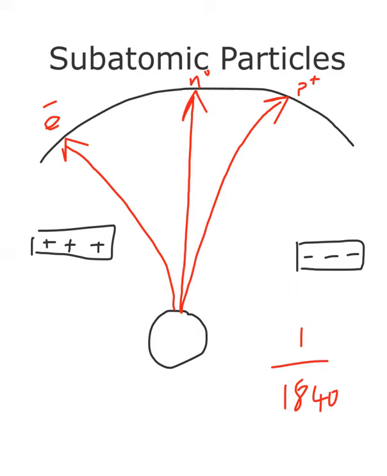The deflection of subatomic particles in an electric field. Protons are positively charged, so they are attracted towards a negative plate that is shown over here. And electrons are attracted towards a positive plate. Neutrons are neutral, so they are not deflected.